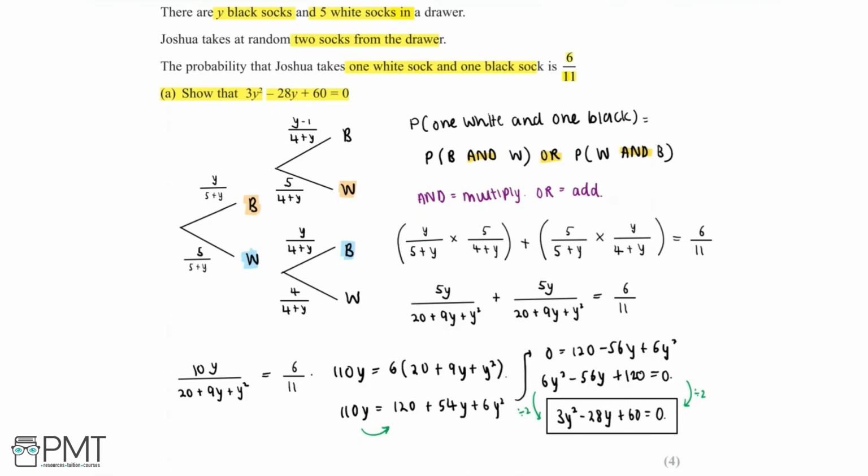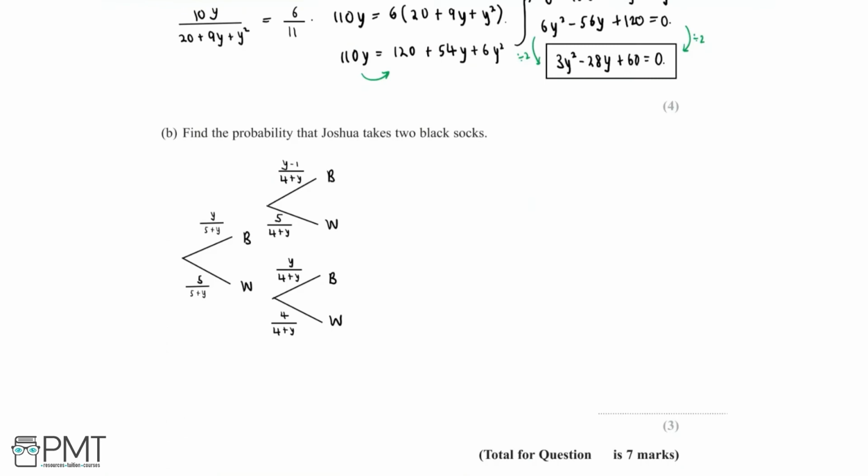Now in part B, we need to find the probability that Joshua takes 2 black socks. And so we have a copy of our tree diagram below. Now let's highlight the path that our tree diagram will take. To take 2 black socks, there's only one possibility, which will be to take a black sock the first time round and to take a black sock the second time round.